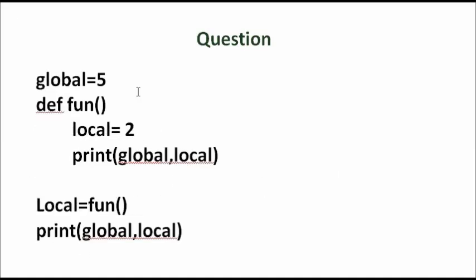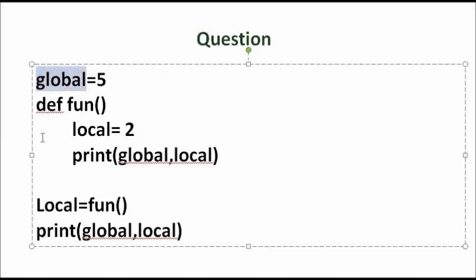The next question: Global = 5. See, here global is a keyword. A keyword cannot be used as a variable name or identifier. So if you want to use the same name global, you have to change the case. Now I can use this Global as an identifier or variable name. Okay. So Global = 5. Underline. Then next statement, def fun. At the end of the function header, there is a colon. Put the colon. Underline.